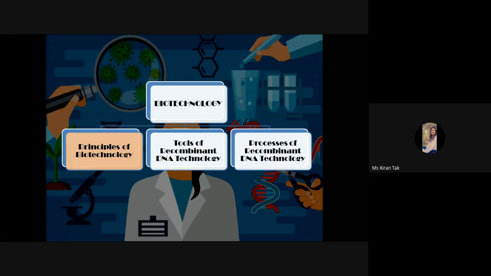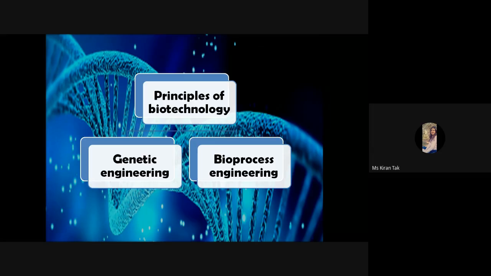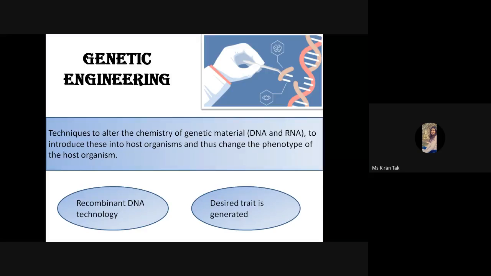Now, the whole chapter is divided into three different phases. First is the principles of biotechnology, then tools of recombinant DNA technology, and the last is the processes of recombinant DNA technology. So, now begin with the principles of biotechnology. In this chapter, the principles of biotechnology are divided into two parts. First is the genetic engineering, and the second is bioprocess engineering.